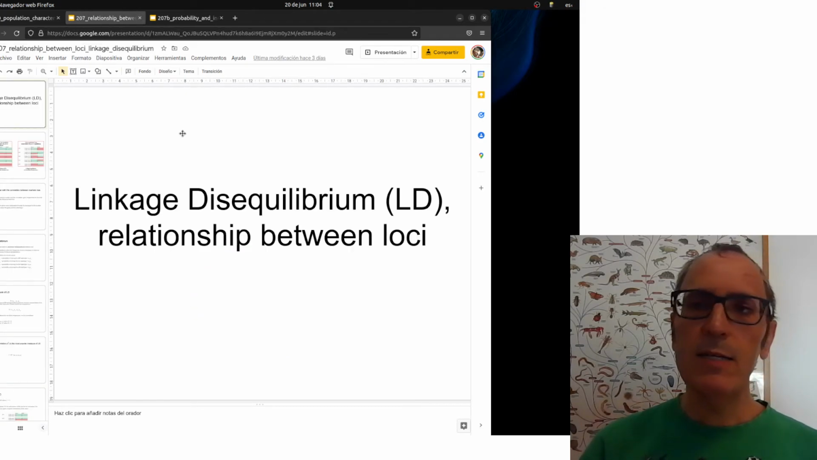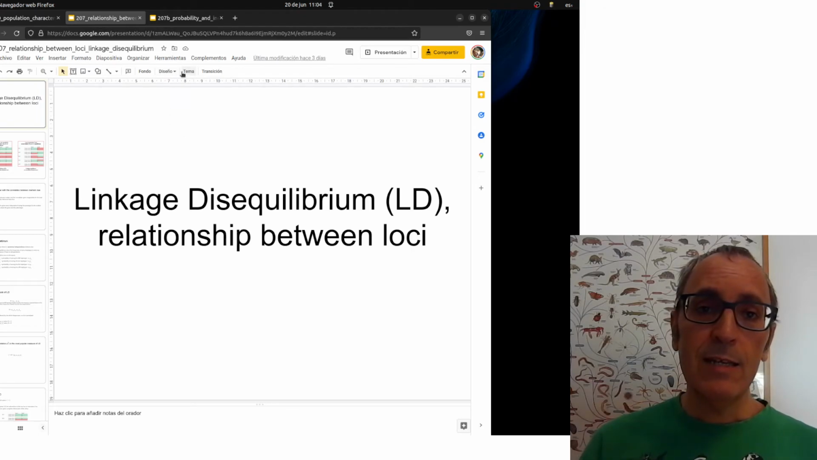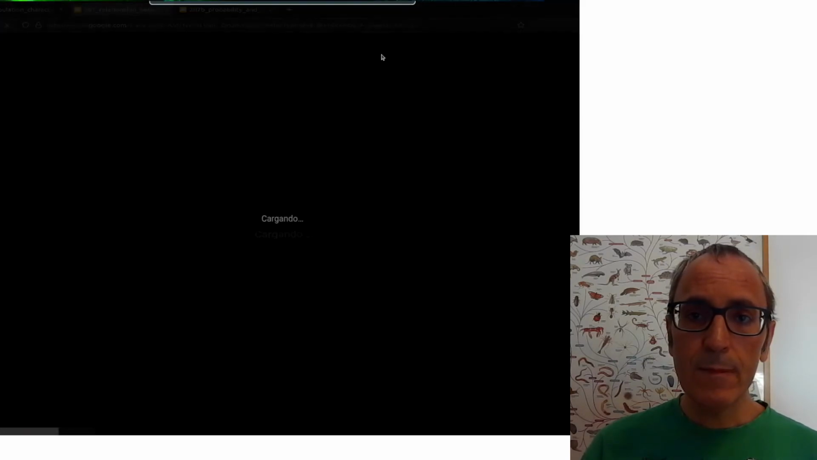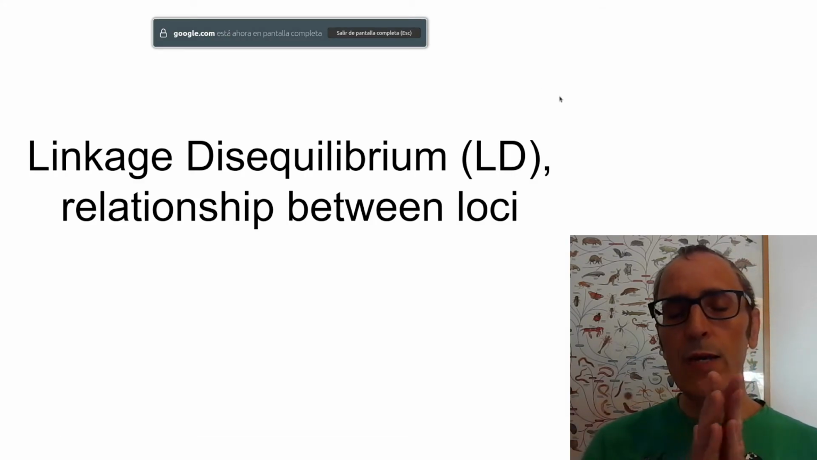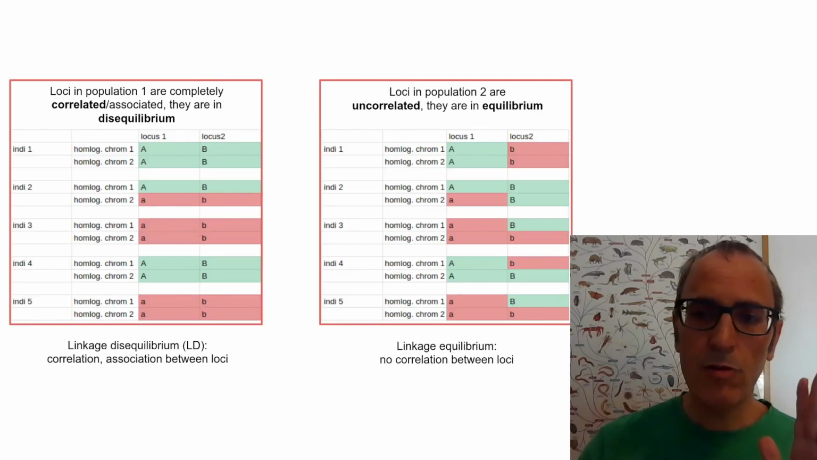Okay, and just to finish, we are going to talk about another measure that is used to characterize a population, that is called linkage disequilibrium. Here, we are talking about the relationship between different loci. Let's take a look at this example.